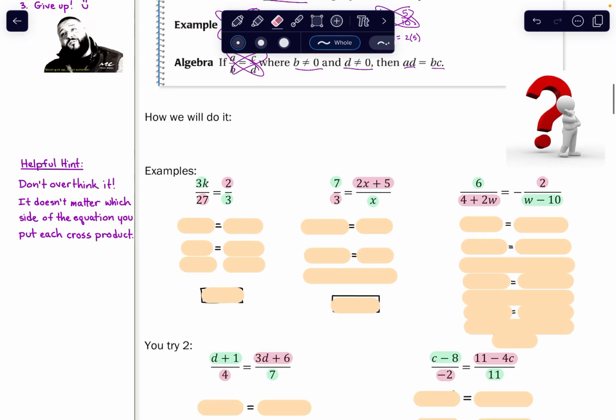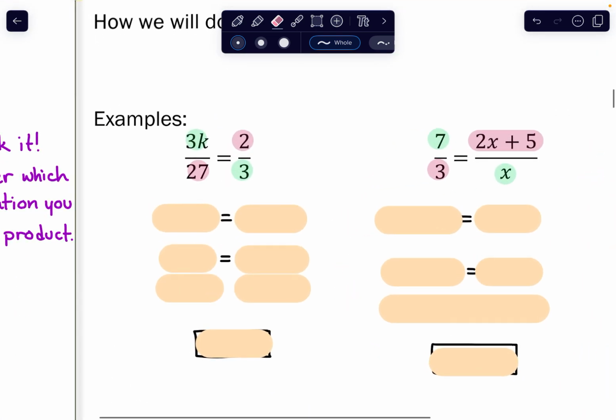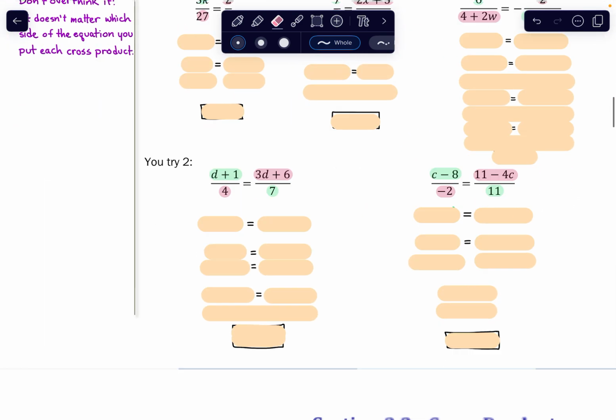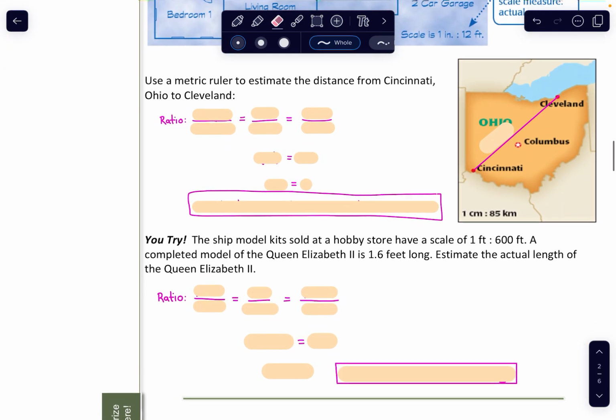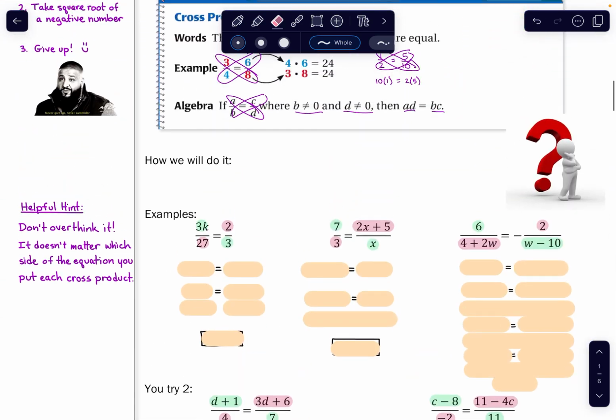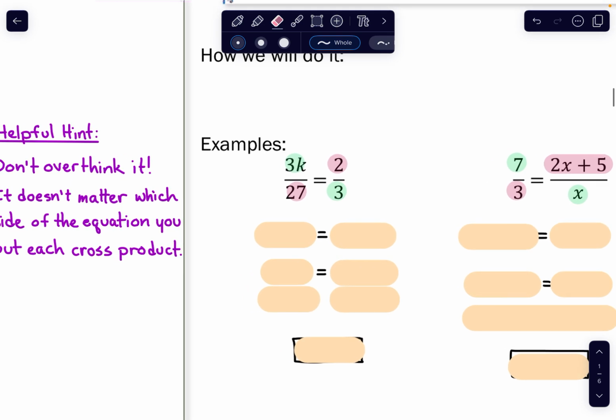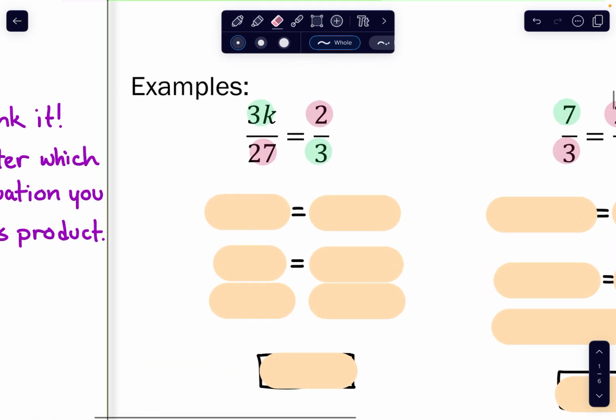Anyway, so we're just going to look at a couple examples where we use cross products to get rid of our fractions, and then that will be it. We'll do a couple story problems here involving scale, and then you've got the rest of the packet to get to work on. Okay, so how does it work?